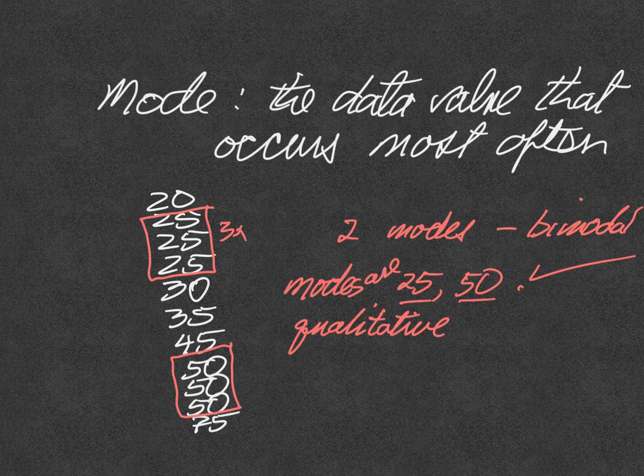And you can have more than one mode or no modes. If all of these appeared one time, then there would be no mode. Okay? All right. If you have three or more modes, then the vocabulary is multimodal. Multimodal. Okay.